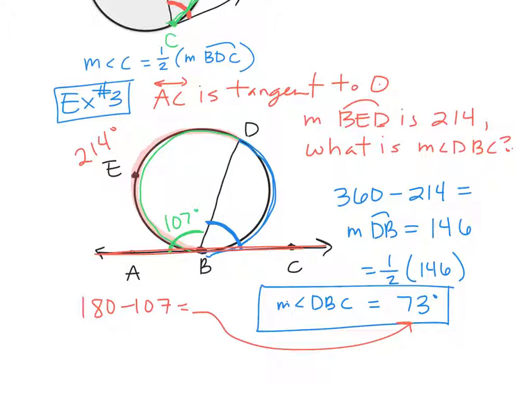Okay, so it's your pick. Which one makes more sense to you? Which one do you like better? Because this arc is 214, right? So you're taking that 214, cutting it in half, because that's the inscribed angle for that arc, and 107.